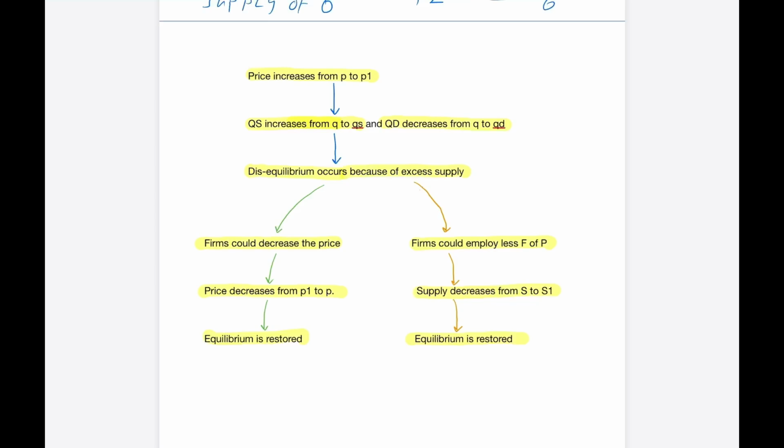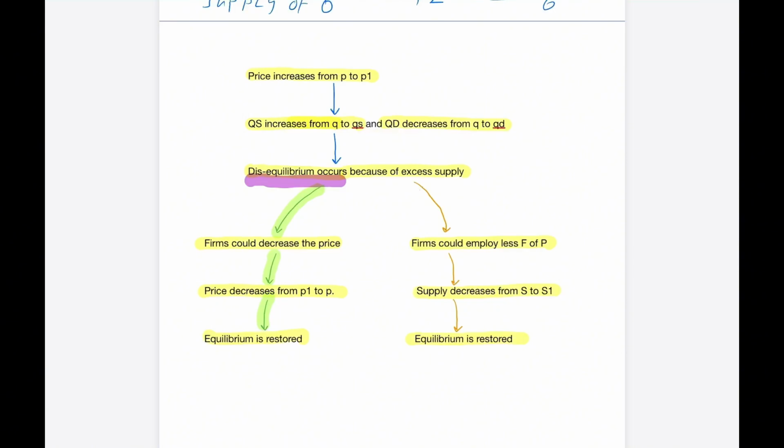So as a result, disequilibrium occurs because of excess supply. Now, as I said, there are two ways in which the market can be restored to equilibrium. Firms could decrease the price, so prices decrease from P to P1, and then equilibrium is restored.